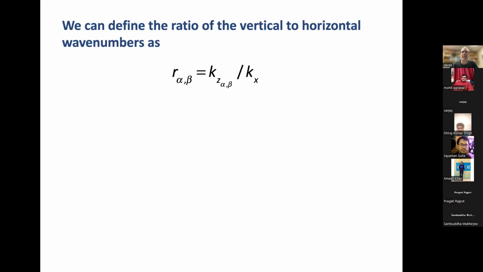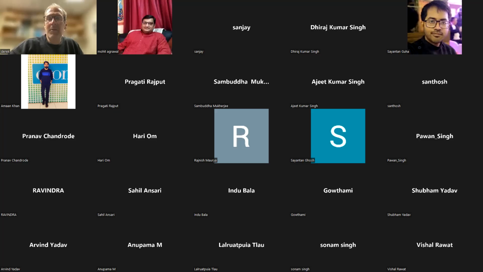And then finally, we can define the ratio of the vertical to horizontal wave numbers in terms of R. So R sub alpha or beta is going to be k sub z over k sub x, and k sub z is going to vary depending on whether you are talking about P waves or S waves. All right, any questions on that sort of quick review? All right, I will go on into normal modes.